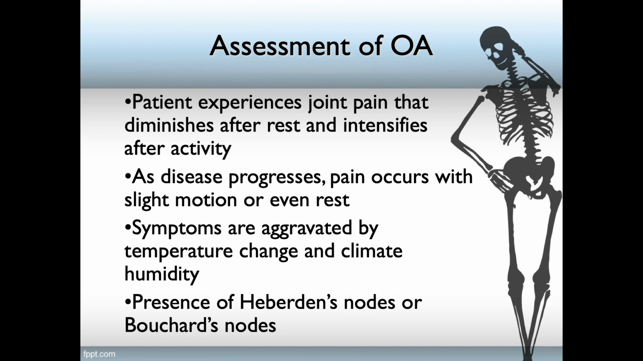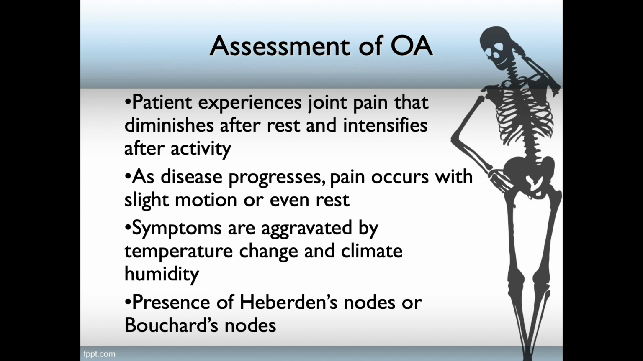For the assessment of OA, you should know that the patient experiences joint pain that diminishes after rest and intensifies after activity, a great way to differentiate from RA. As the disease progresses, pain occurs with even the slightest movement, and at times even with rest. The symptoms are aggravated by temperature changes and climate, particularly humidity.